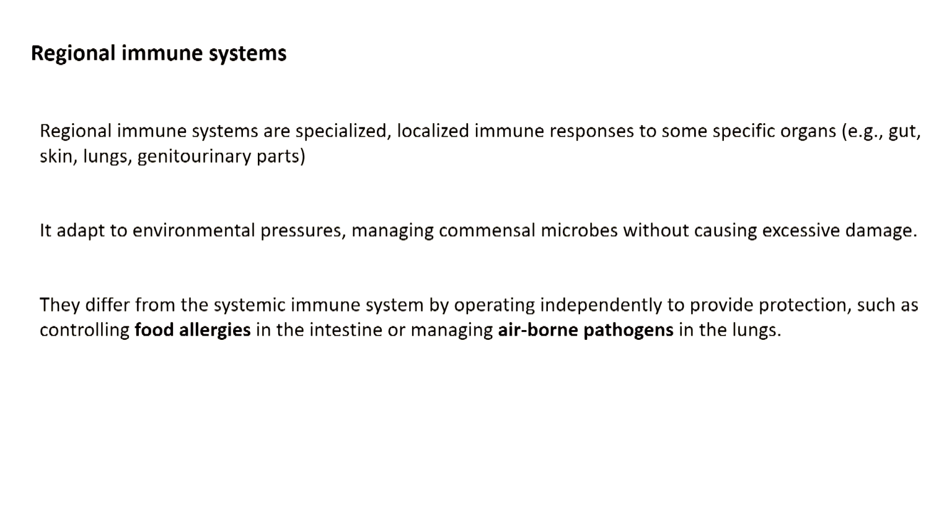So first we'll try to learn about the regional immune system. When it comes to the regional immune system, they are basically localized immune responses to some very specific organs. For example, the gut epithelial wall, the skin layer, the lungs, and the genitourinary tract, or the specific part of the genital as well as the urinary tract.